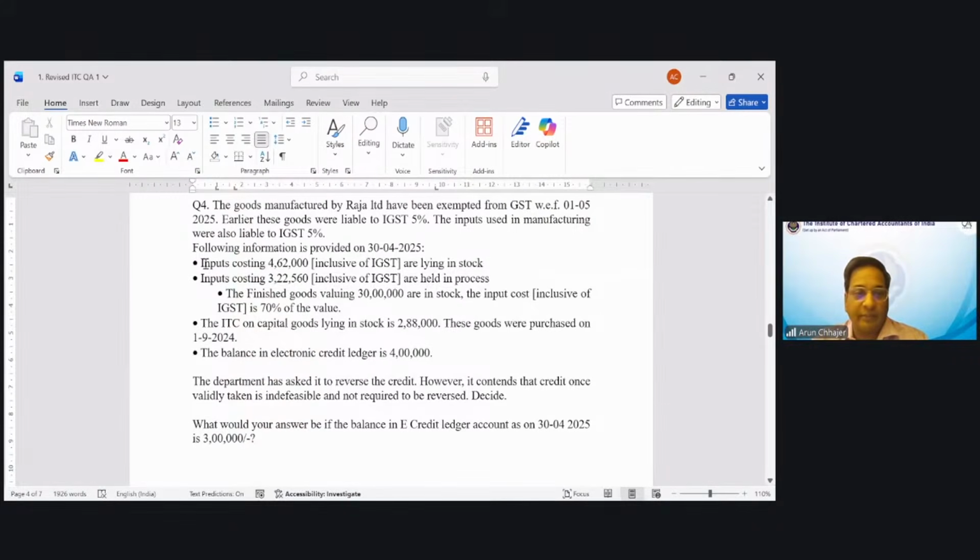Let me calculate once again. Is there any confusion? Let me calculate once again. Let me open the Excel sheet, then we can calculate.